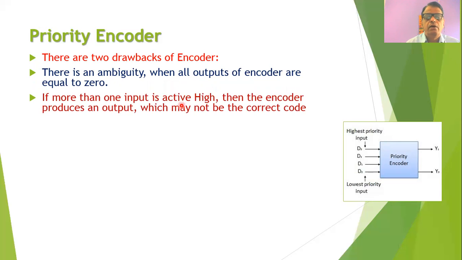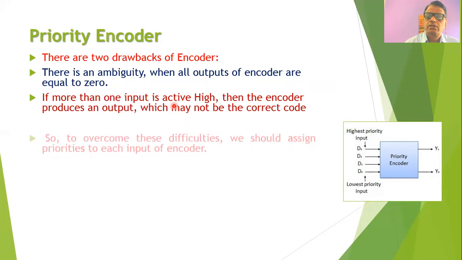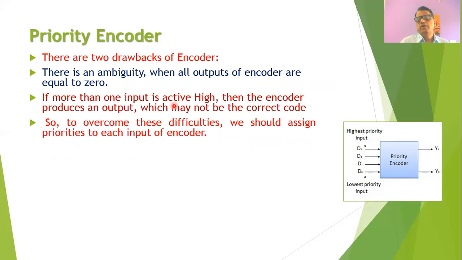Similarly, when more than one input of the encoder is active or high, the encoder will produce an output which may not be a correct code. So it is necessary to overcome these difficulties which normally arise with a normal encoder. To overcome them, we need to assign a priority to each input of the encoder. Such an encoder is called a priority encoder.